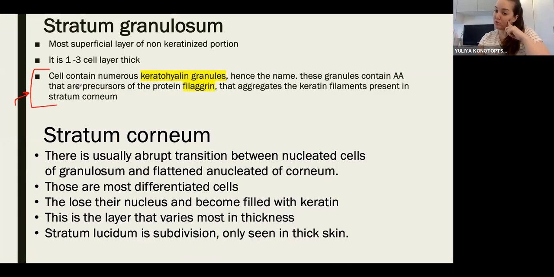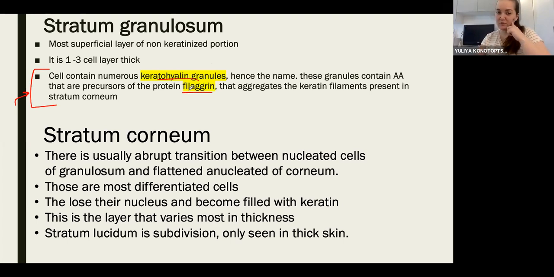How do we call those granules? We call them keratohyalin granules. Why are they important? Because they contain amino acids to make a protein. Which kind of protein? Filaggrin. Maybe you know this, maybe you don't, but all proteins consist of amino acids, right? Proteins are a sequence of amino acids. So within your keratohyalin granules, we have lots of amino acids, and those amino acids are needed to make filaggrin.